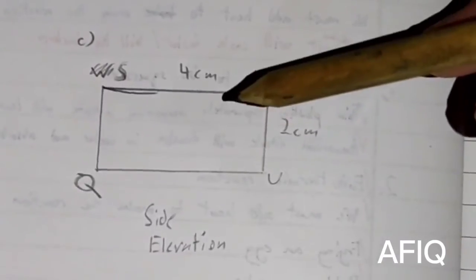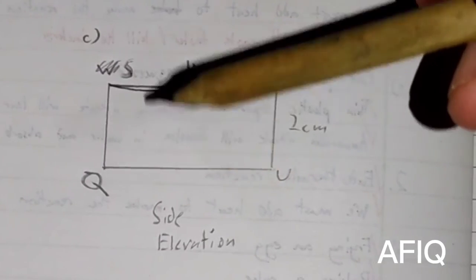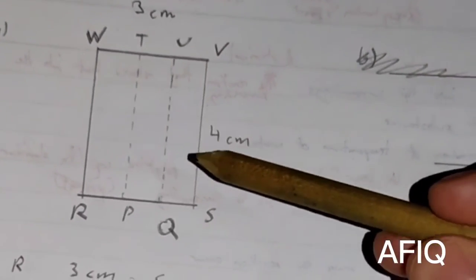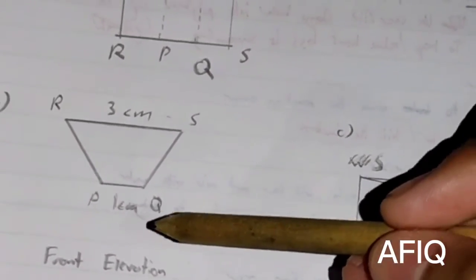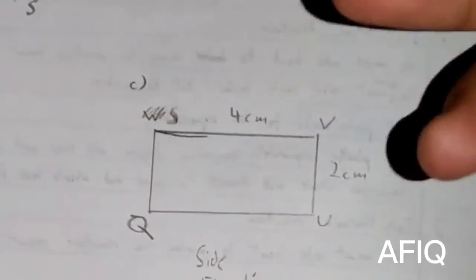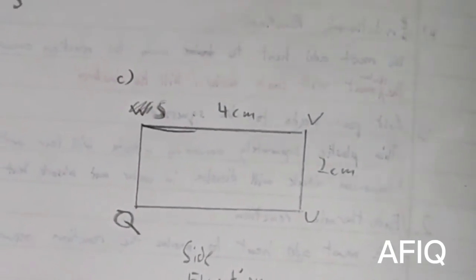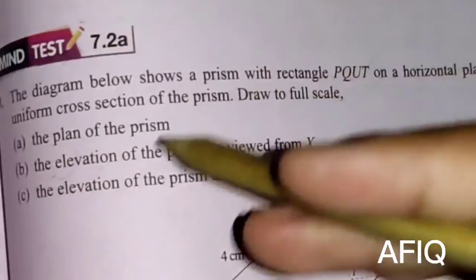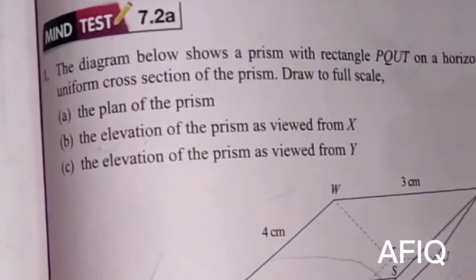Okay. So this is our answer. This is our plan. This is our front elevation. And of course, this side elevation is also our answer. So our mind test 7.2A1 has done. That's all.